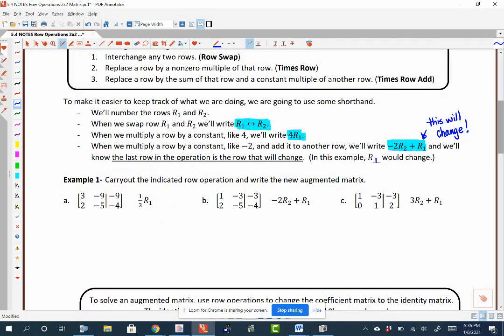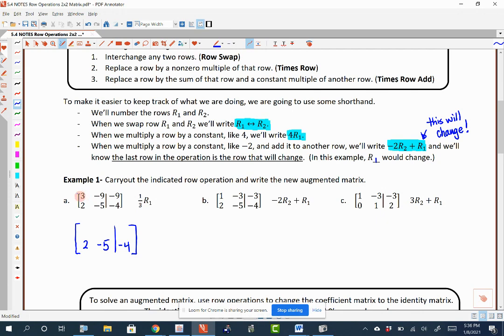As we look at problem A, I can see my system, 3x minus 9y equals -9, and 2x minus 5y equals -4. So I can work backwards. My shorthand is telling me to take 1/3 of row 1. So I'm not going to be changing row 2 at all. When I do these, a lot of times I will rewrite the row that's not going to be changed in that step. So for this first problem, I'm not changing row 2. I'm just going to change row 1. So I rewrote row 2.